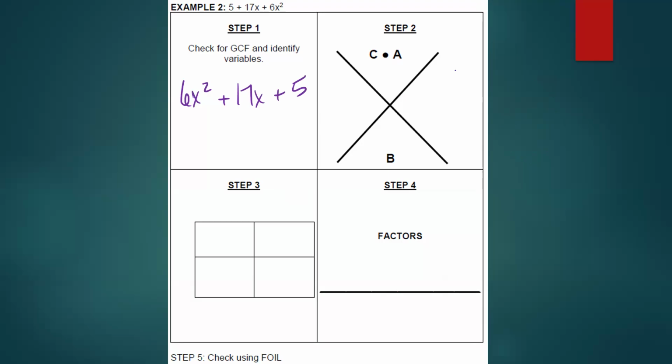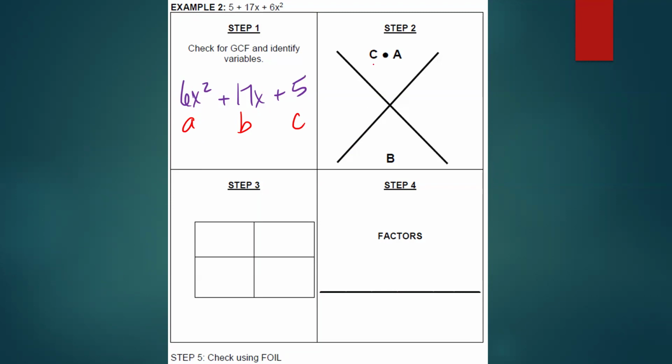All right. So I'm going to give you a couple minutes to go through and apply the box method. Check it with your neighbors to make sure you're on the right path. All right. So let's see how we did. First thing you're supposed to check is for GCF. And there's no GCF. So we're going to make sure we identify what our terms are. Remember, your A term is always with your x squared. Your B term is always with single x. And C is your constant. It's always with no x.